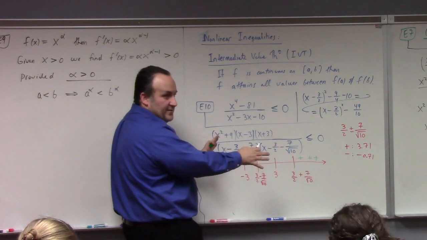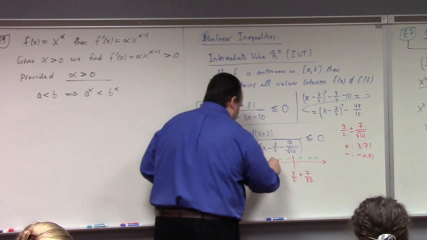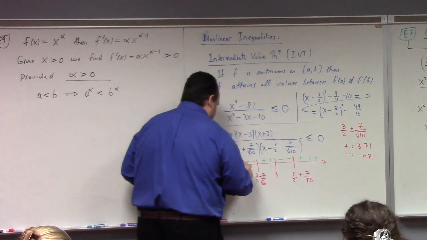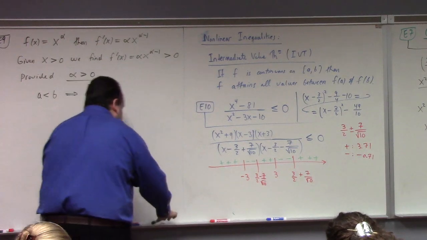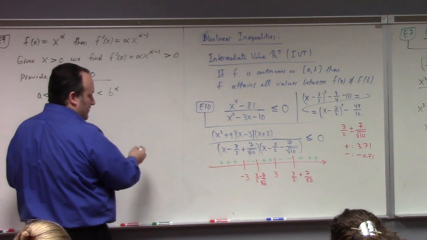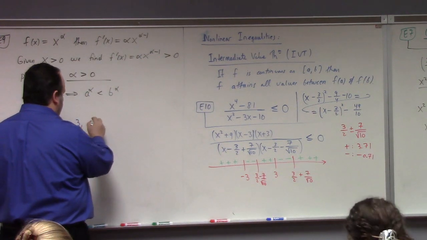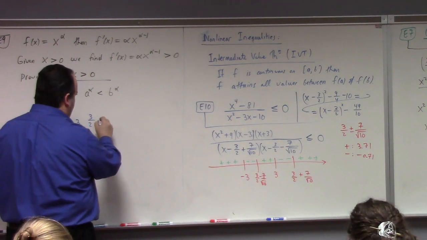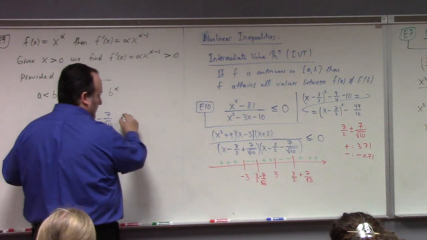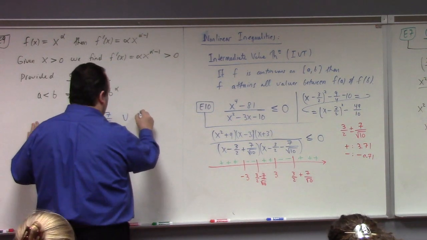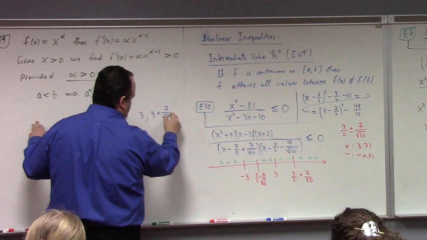Every one of these factors appears as a single, which means it's going to flip signs each time. So you're going to get minuses if you plug in a number here, pluses if you put a number here, minuses if you put something over here, and pluses if you put a number in over here. So the solution to this inequality, I told you guys I'd go over, I'm sorry, I seem to be fulfilling the prophecy. So the solution here is minus 3 to 3/2 minus 7 over root 10, all right, unioned with 3 to 3 plus 7 over root 10.